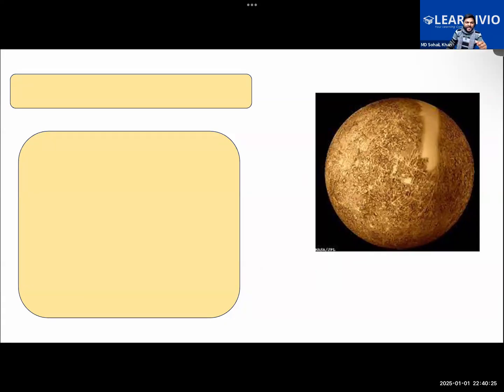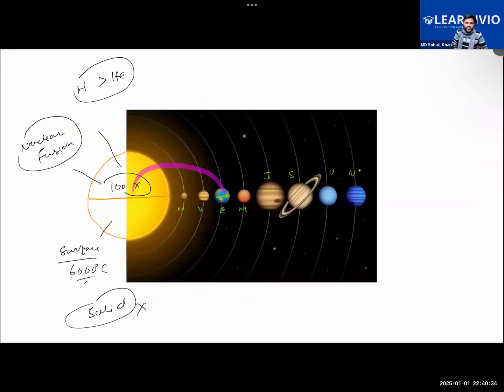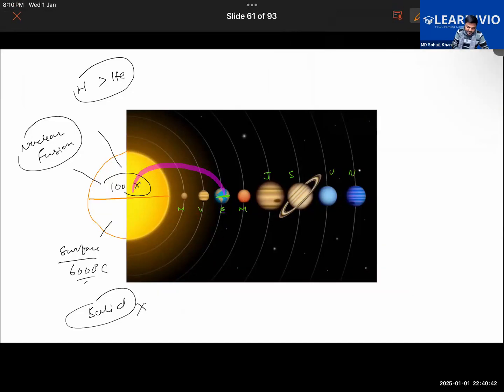Okay. Now, a planet can be made up of rocks, metals, or could be made up of gases also. Getting it now? So the first four planets in the order, Mercury, Venus, Earth, and Mars, which are much nearer to the sun, are rocky planets. They are called rocky planets also. Getting it, everyone?